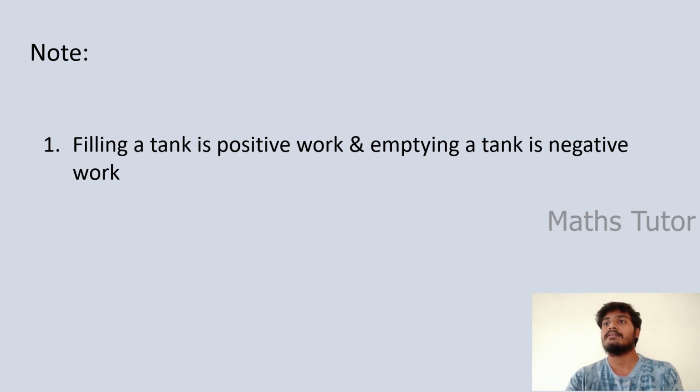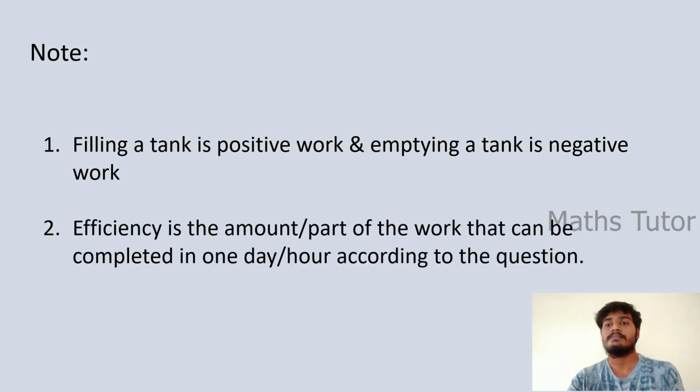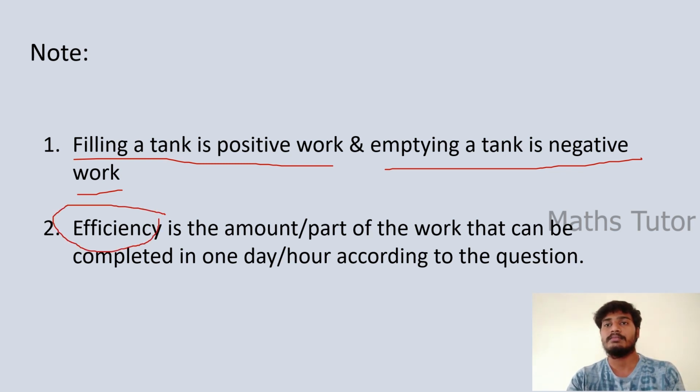We have to note that a filling pipe does a positive work, whereas an emptying pipe does a negative work. Here, filling a tank is a positive work, and emptying a tank is a negative work, and vice versa. Efficiency is the part of the work that can be completed in 1 day or hour, according to the question.